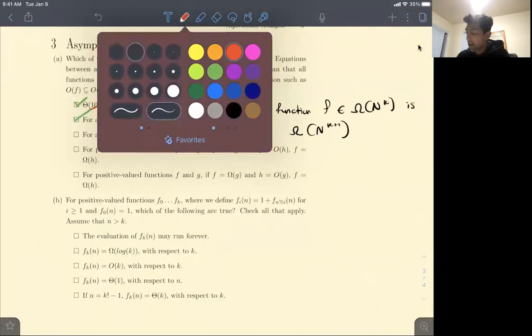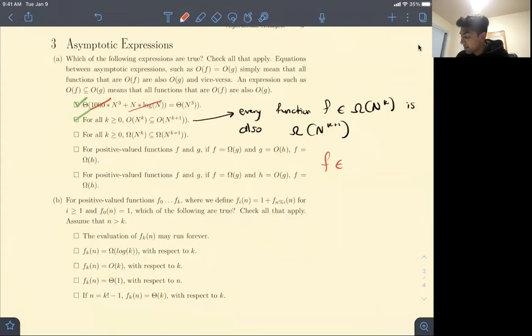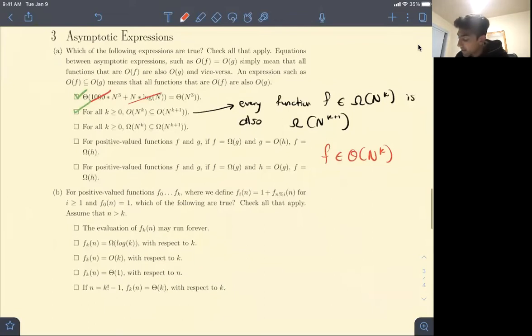Suppose that we define f to be theta of n to the k. All right, so let's say we have some function f that always takes theta of n to the k time, right, always takes n to the k time. So I can also say that f is omega of n to the k because it's not going to be faster, it's not going to be better than n to the k, right? Since it always takes n to the k time, this is a valid omega bound.